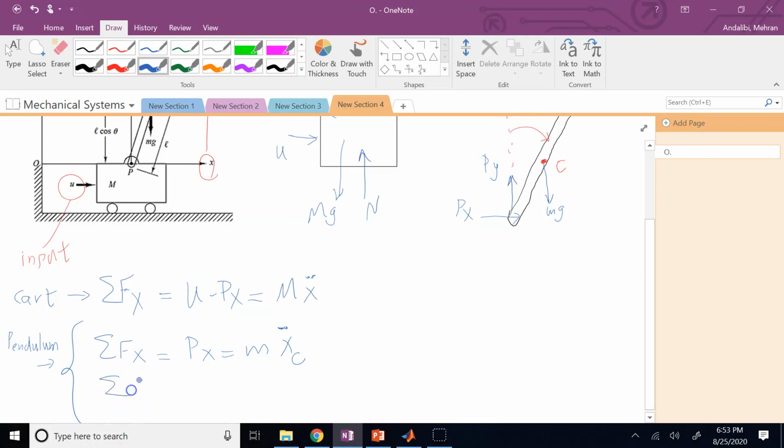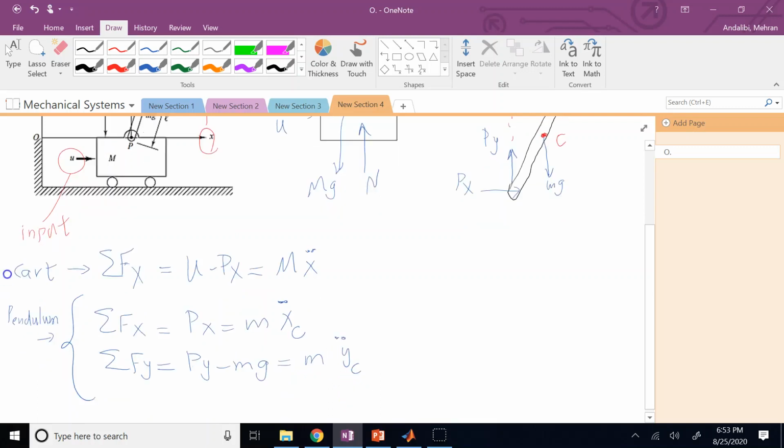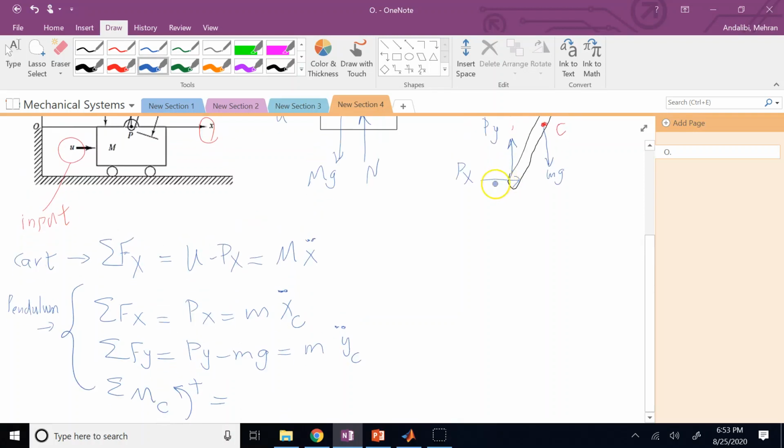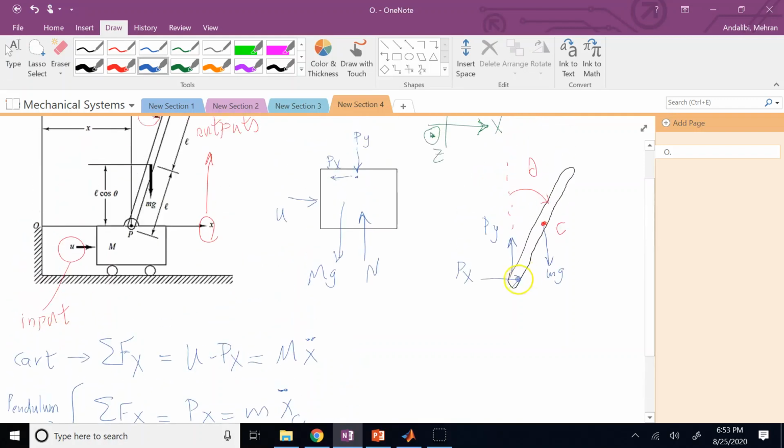Then sum of forces in the y direction is equal to P_y minus mg. It is equal to mass of the object times acceleration in the y of the centroid. And then sum of the moments about the centroid, counterclockwise positive because the z-axis is out of the plane. If you look here, P_x has a moment that is counterclockwise, P_y has clockwise. So P_x is positive, P_y is negative.